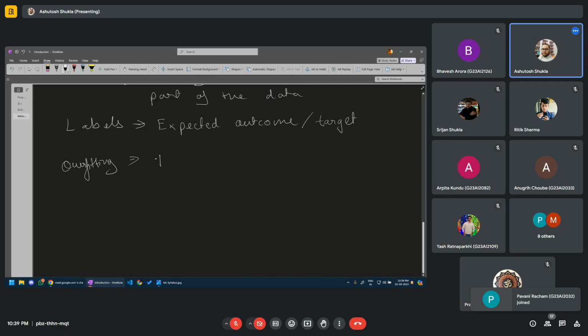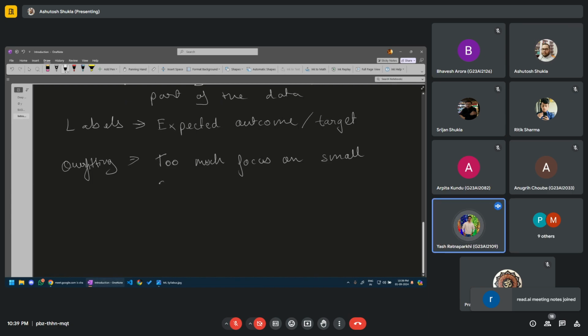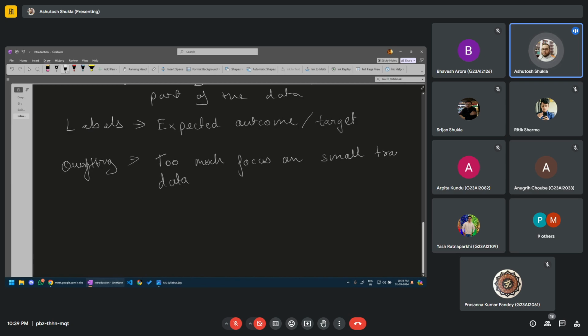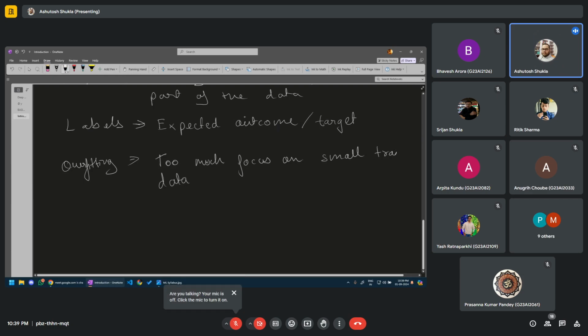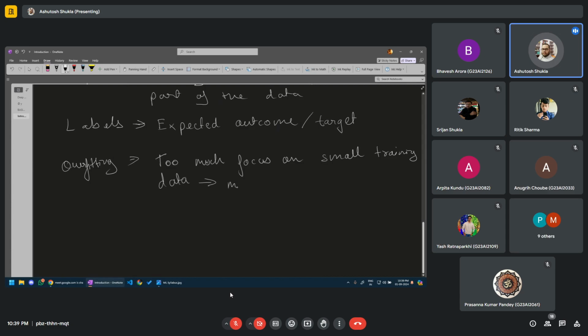So too much focus on small data. We can say training data set. Yeah, training data set. Small training. There we go. So this leads to what exactly? This leads to the model failing. Model fails at new data. That is overfitting.